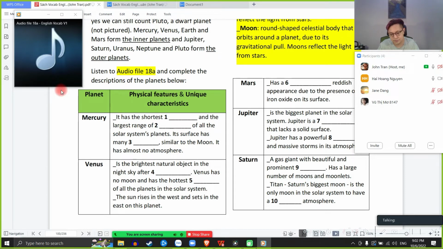The planet has no known natural satellites. Mercury's surface is heavily cratered and similar in appearance to the Moon's. This suggests that it has been geologically inactive for billions of years.